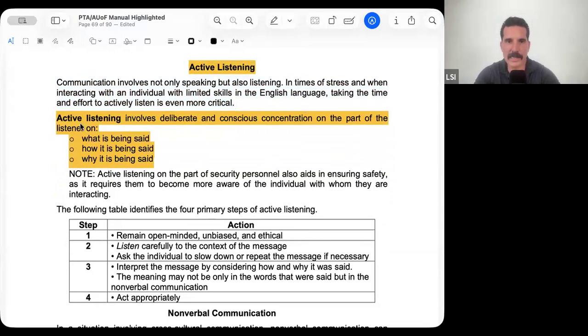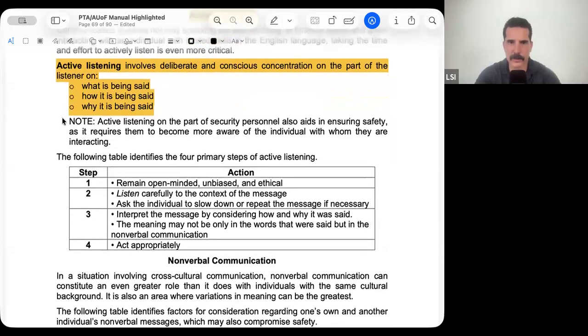All right, then we're going to highlight the next section where it says active listening involves deliberate and conscious concentration on the part of the listener on what is being said, how it is being said, and why it is being said. Highlight active listening. All right, and then it continues.